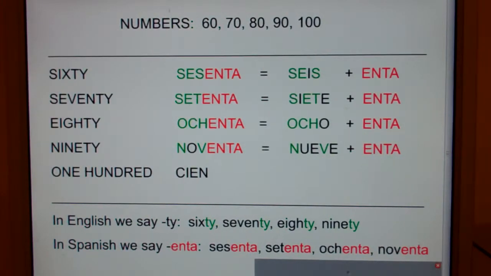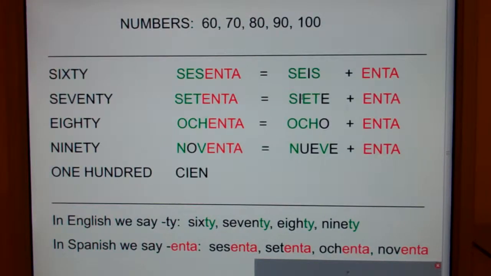Now I want you to notice too, how do they get 60? Basically what they've done is they take the little number 6 and they smash it into the word enta. And they take the number 7 and they smash it into enta. Think about two cars. If two cars smash into each other, they both get a little bit shorter. Now notice, when you take ses and smash it into enta, the letter I disappears. Everybody listen and repeat. Ses plus enta becomes sesenta.